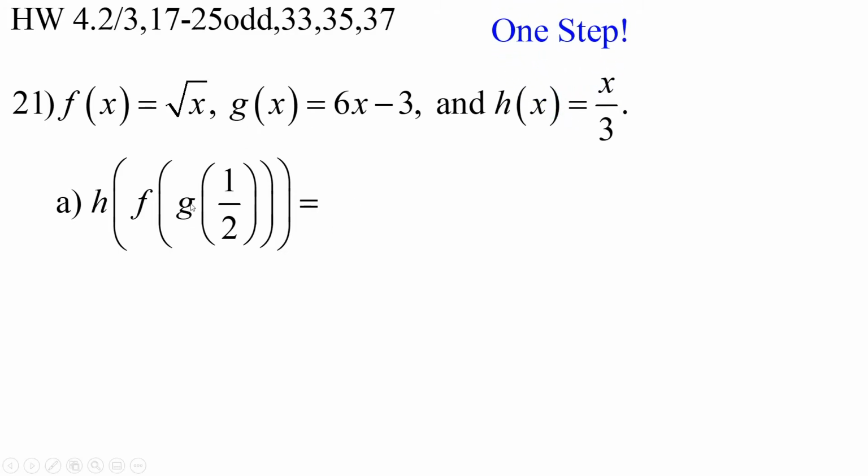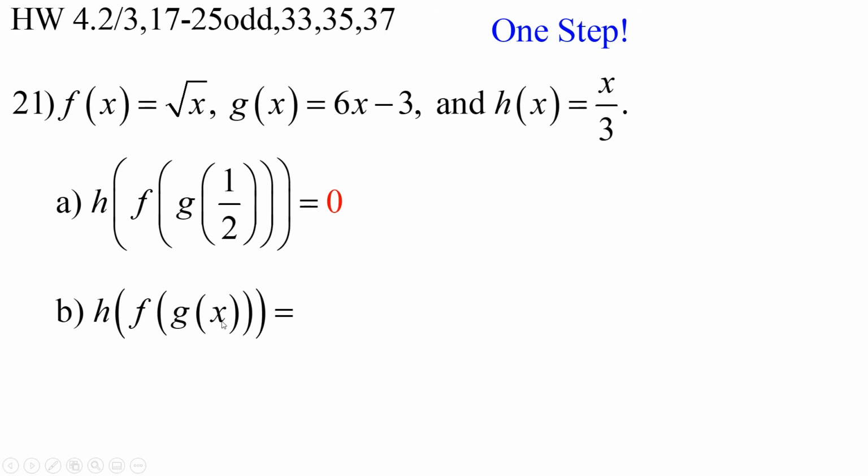So let's go. G of 1/2. Well, what is that? 6 times 1/2 is 3. 3 minus 3 is 0. So now I need f of 0. What's f of 0? Well, what's the square root of 0? That's a 0. Now I need h of 0, and that would be 0 divided by 3. So h of f of g of 1/2 is 0 divided by 3 or 0. That's it, A. Now part B.